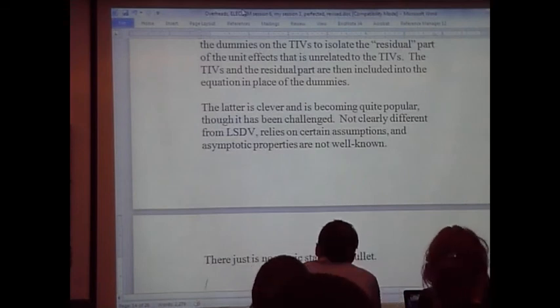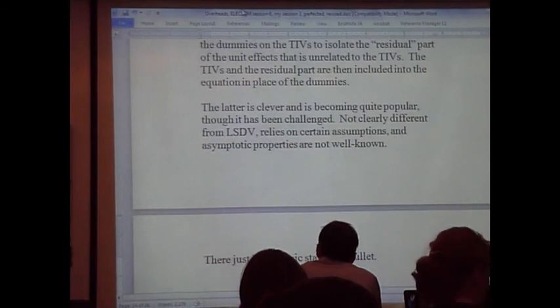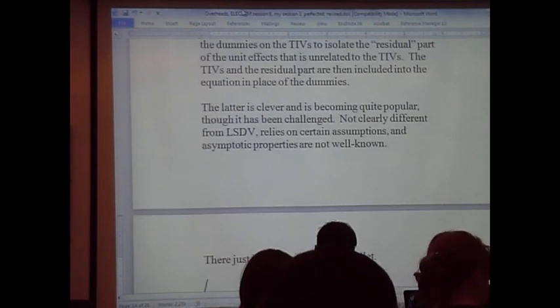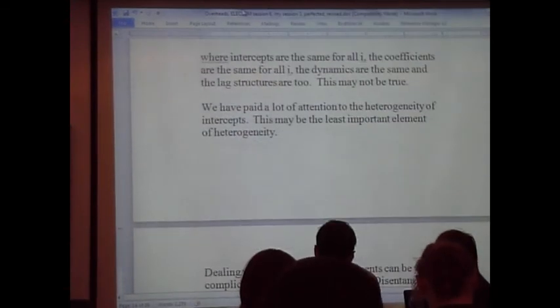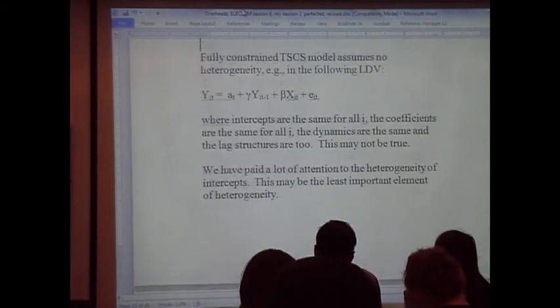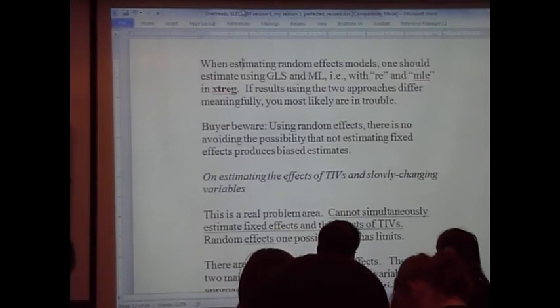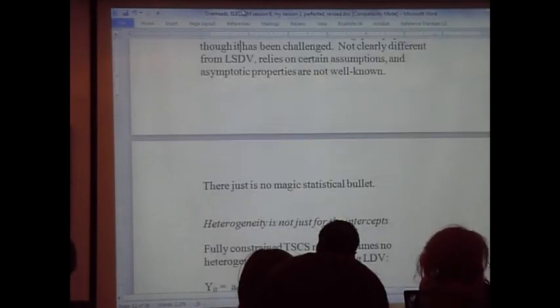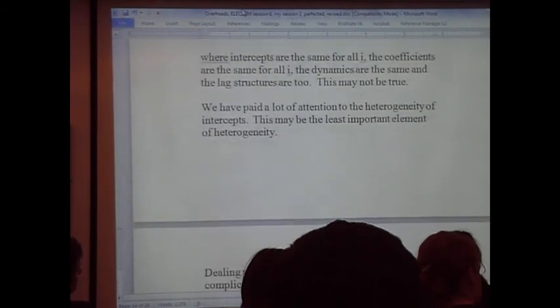So while this might be touted as the solution to dealing with time invariant and slowly varying independent variables, don't count on it. Okay? So it doesn't look like it's a universal solution, and what we might find ourselves having to deal with, at least in the short run until something else comes up, is random effects, with the knowledge that there is no avoiding the possibility that not estimating fixed effects produces biased estimates. But in the long run, we have longer time series. So this is a problem that's going to fix itself over the course of your lifetimes.